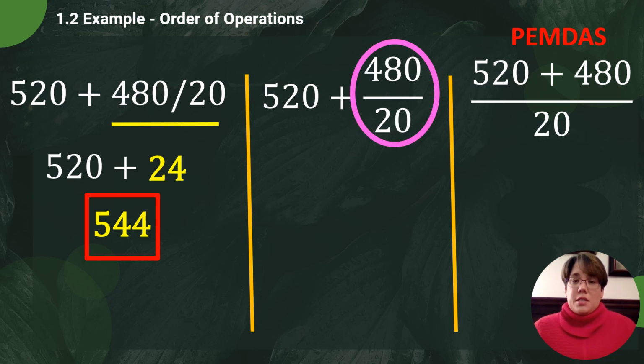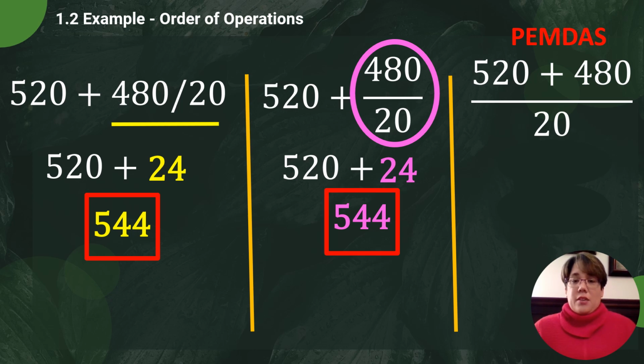You're going to take 480 divided by 20, and that's going to be 24. And then you're going to add the 520 to it and get 544. So you should have expected to get the same answer. Now, this last problem, while it looks like it could be the same problem, is actually a very different problem.